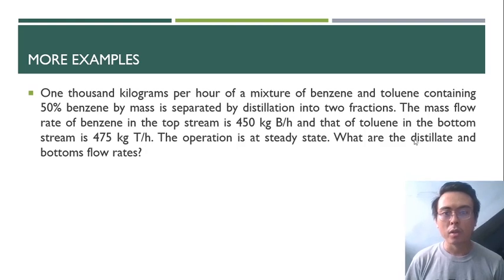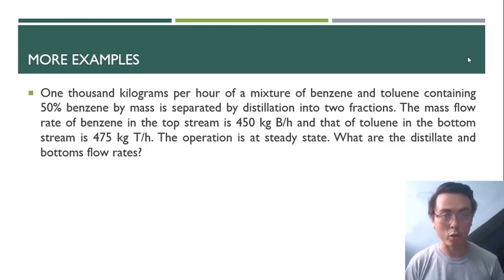We have 1,000 kilograms per hour of a mixture of benzene and toluene containing 50% benzene by mass, separated by distillation into two fractions. The mass flow rate of benzene in the top stream is 450 kilograms benzene per hour, and that of toluene in the bottom stream is 475 kilograms toluene per hour. The operation is steady state. What are the distillate and bottoms flow rates?